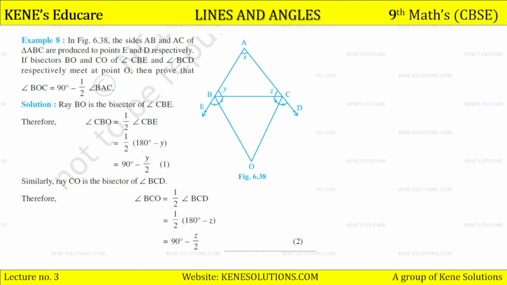In the figure, the sides AB and AC of a triangle ABC are produced to points E and D respectively. If the bisectors BO and CO of angle CBE and angle BCD respectively meet at point O, then prove that angle BOC is equal to 90 degree minus half of angle BAC. Right, BO is the bisector of angle CBE, therefore angle CBO is equal to half of angle CBE. So half multiplied by 180 minus Y, so 90 minus Y by 2 comes here. Similarly, let CO be the bisector of angle BCD, so therefore BCO is equal to half of BCD. So we get 90 minus Z by 2.